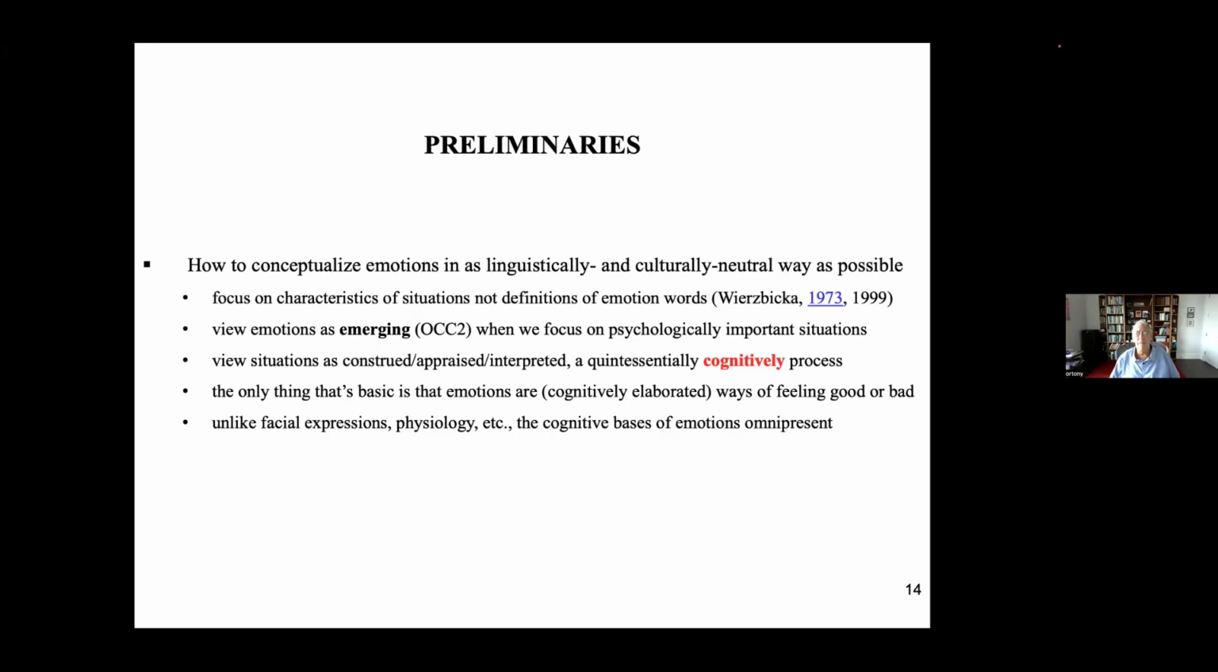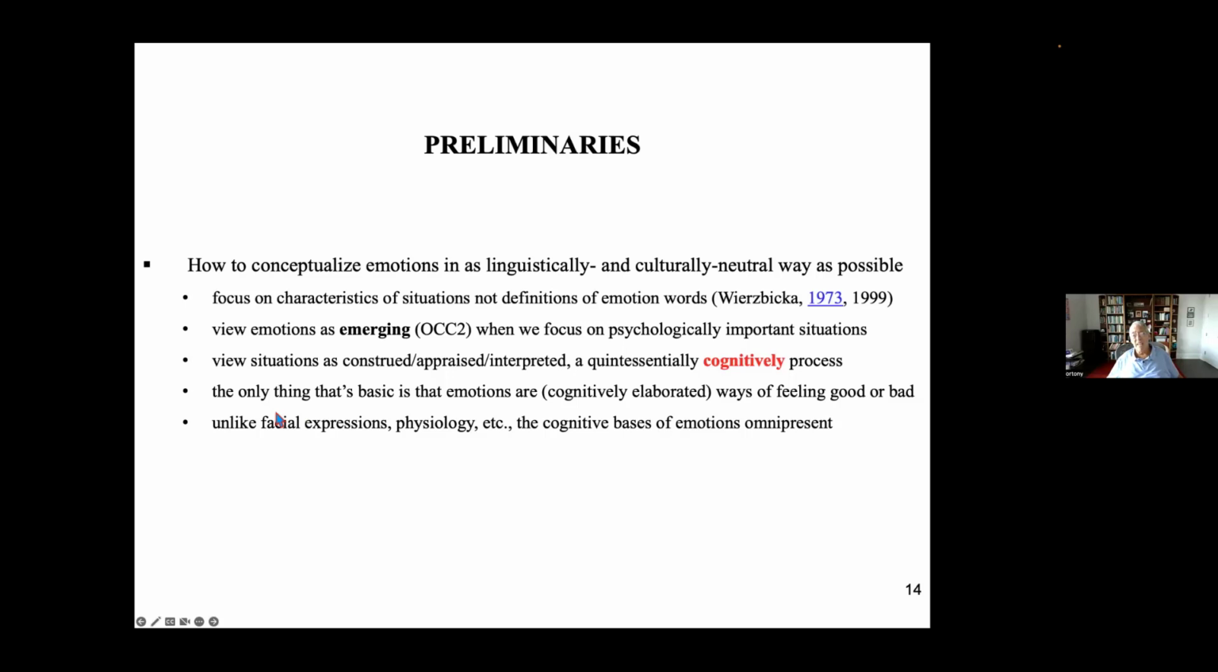I think a much better metaphor for what an emotion is the idea of an idea, that ideas emerge. They sort of just grow and come out of whatever was going on, but they're not sitting there waiting to be elicited. So we view emotions as emerging from psychologically important situations. Now, situations in which people find themselves and which they find to be psychologically important have to be construed or appraised. I mean, OCC is an appraisal theory, or interpreted. And appraising a situation is quintessentially a cognitive process.